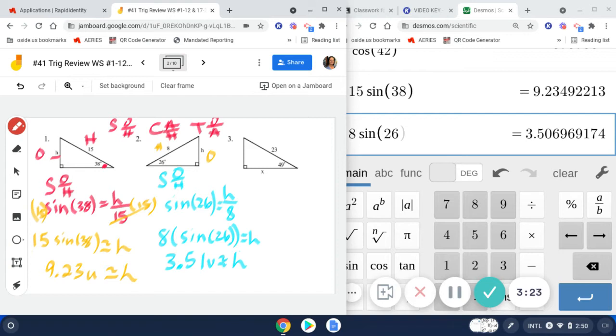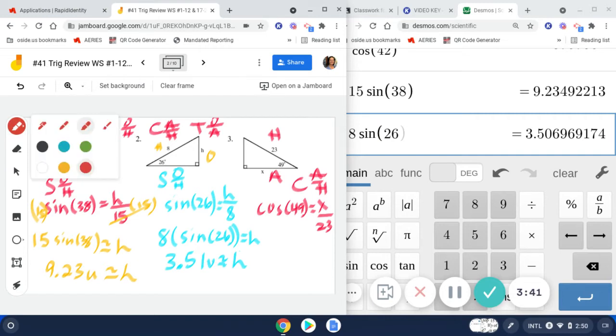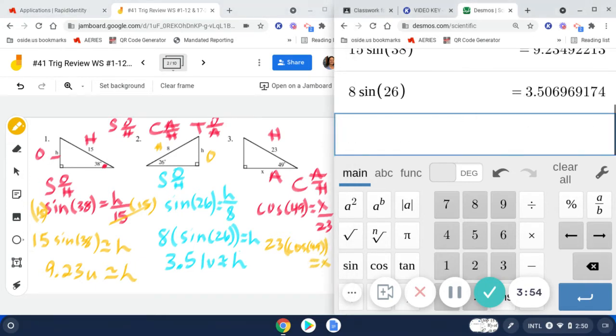Okay, how'd you do? Did you notice this one was an adjacent and a hypotenuse? This is our CA, our cosine function. So we go cosine of 49 degrees is equal to adjacent over hypotenuse. Multiply both sides by that denominator of 23. And we get 23 times the cosine of 49 is going to be equal to our x. Let's go see what we get.